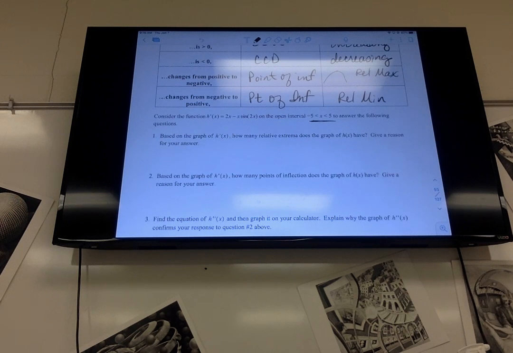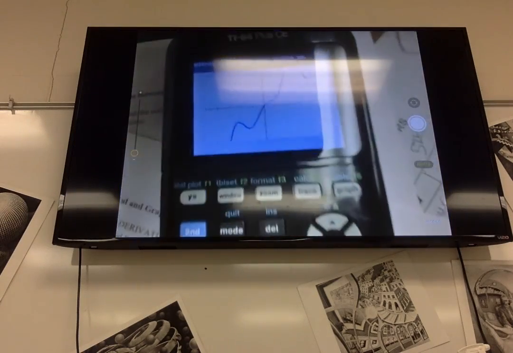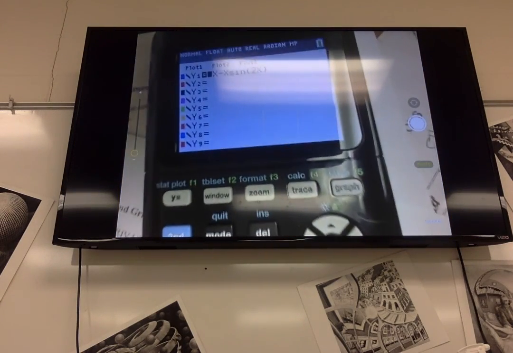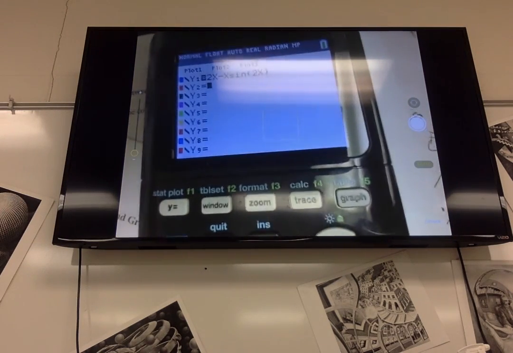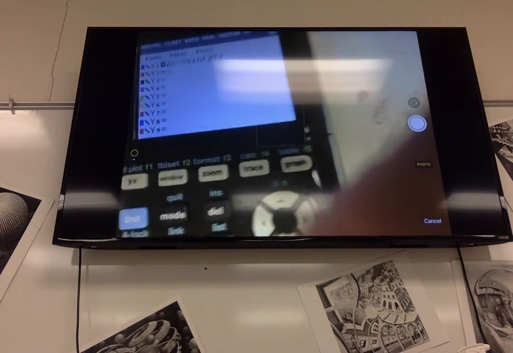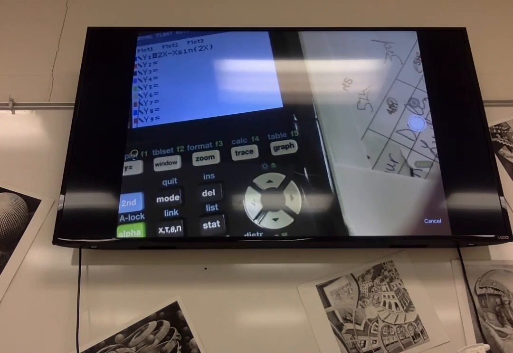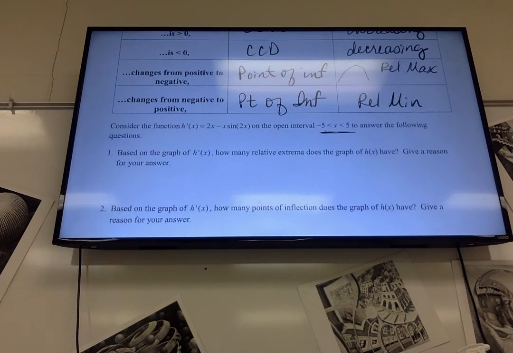What does it look like again? Looks like this. Mine's backwards. Mine's the same picture but backwards. There's the y equals. I don't know why it's backwards. Is it not negative? Did you put it as negative? Yes.